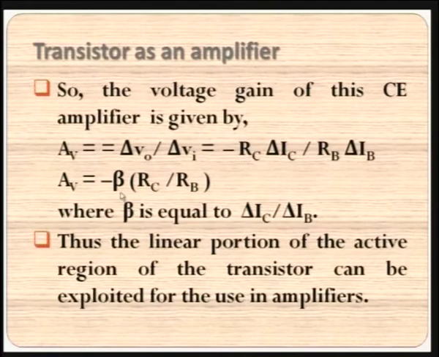How did we get this beta? Beta is the current gain, which is equal to delta IC divided by delta IB. This beta value we have already learnt in the previous lectures. So, let us analyze this final equation we have obtained after a short break.